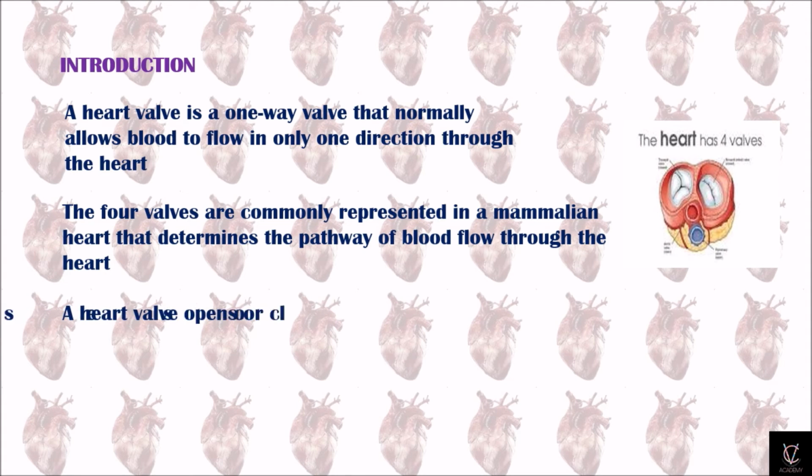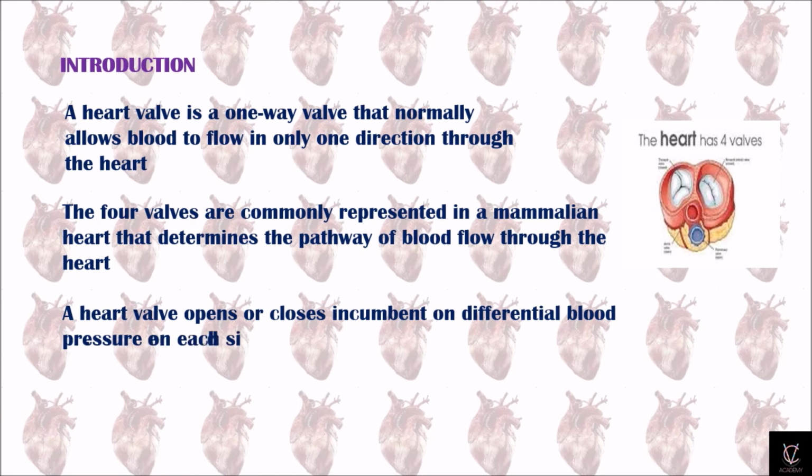A heart valve opens or closes depending on the differential blood pressure on each side. So, if you observe the opening and closing of the valve, it depends upon the differential blood pressure on each side, right or left side of the heart. So, there are four valves in the mammalian heart.